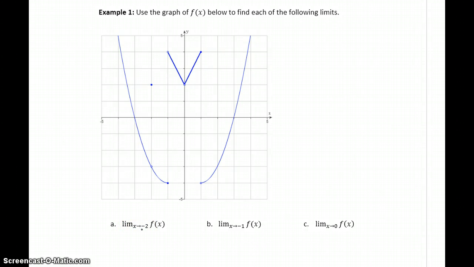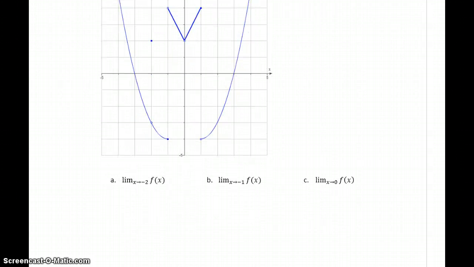starting with the limit as x approaches -2. As we're considering this graphical approach, we again want to start by considering both the left and right hand limits, and determine if those are equal to each other or somehow different.